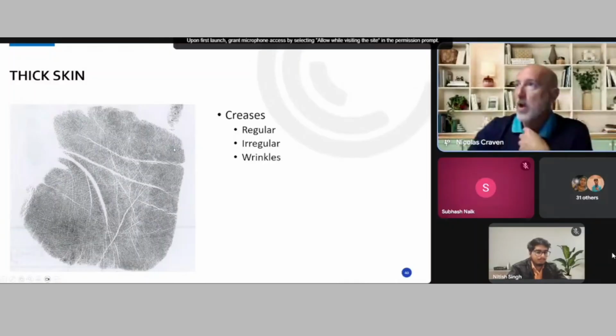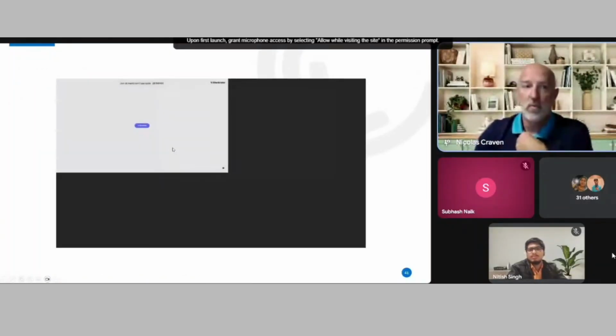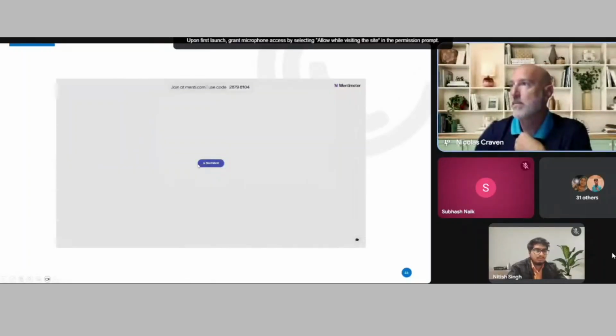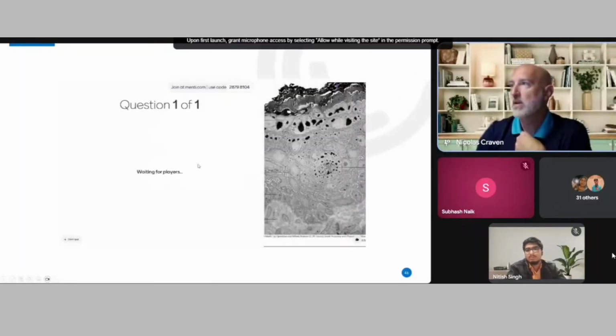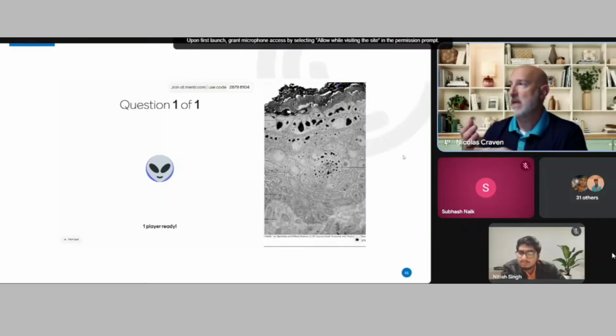I have one more poll question, and let's see if this one works, because I think sometimes it doesn't work for me. Okay, can we all see this? Hopefully the question is: is this thick or thin skin? Looking at this image, based on what we've talked about before, does it have a thick stratum corneum? Are there sweat glands? Are there hair follicles? Are there other things in there? Is this thick or thin skin?